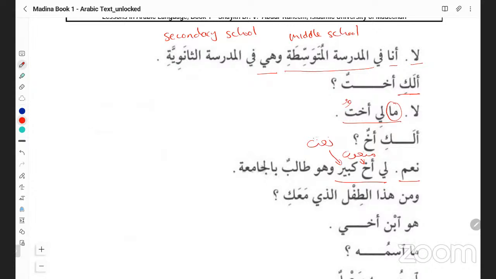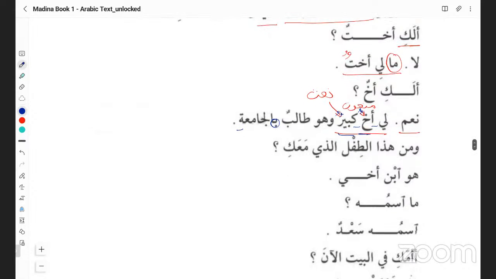Let's see. So it is لي أخ. So the green case ending. Both of them are indefinite, no al. Both of them are masculine, and both of them are singular. So لي أخ كبير وهو طالب بالجامعة. Again, we have the ba, and it gets the kasra. And this ba, we see it will mean in or at. So وهو طالب بالجامعة, and he is a student at the university.